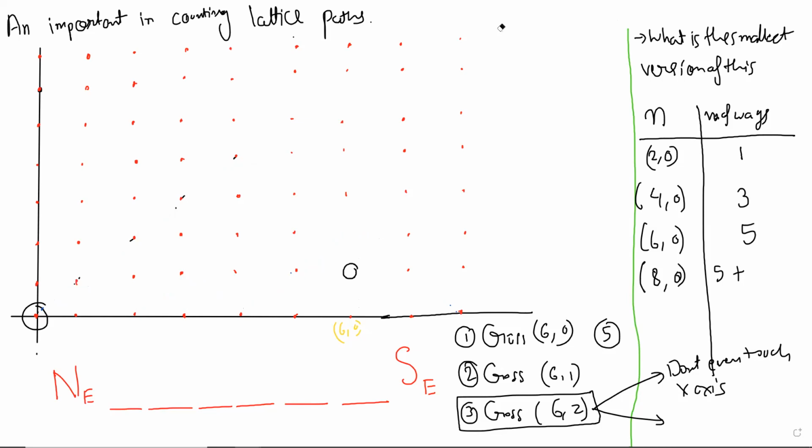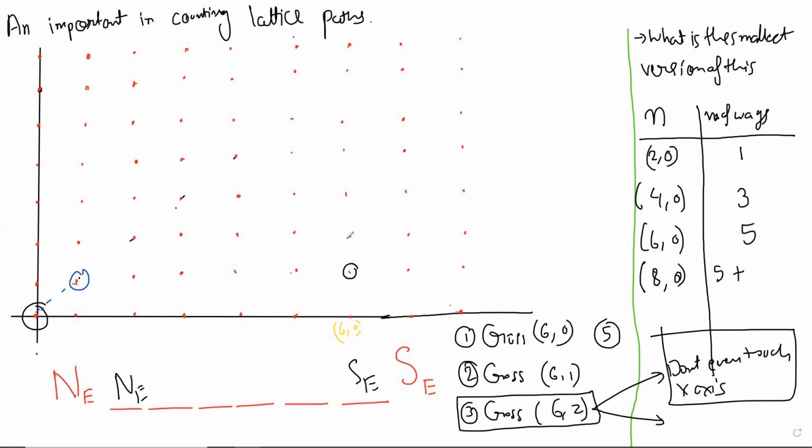Because don't touch the x-axis means that after you make your first northeast move, from here again, you must make a northeast move. And your last two moves should be southeast moves. Is that right? This case, now this is independent, right? All of us can understand this. Even those who joined late, you can just try to understand this.